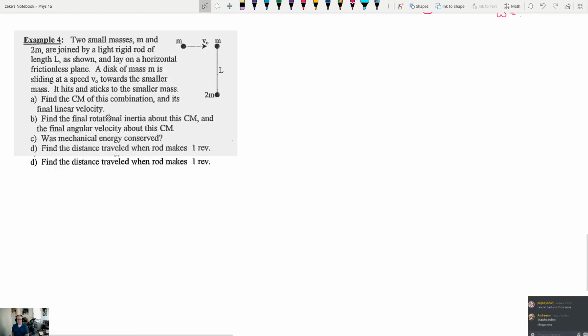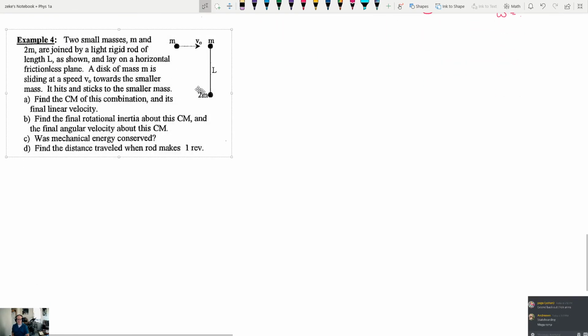So here's the problem. Two small masses, m and 2m, here and here, are joined by a light, and by light we're going to mean massless, rigid rod of length L, right there, and lay on a horizontal frictionless plane. A disk of mass m is sliding at a speed v initial towards the smaller mass right here at the top. It hits and sticks to the smaller mass, and we want to do all these things right here, okay?